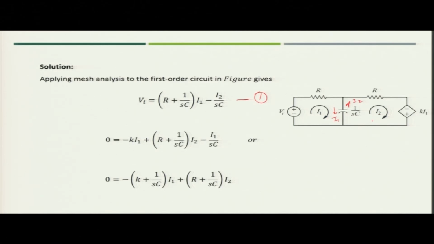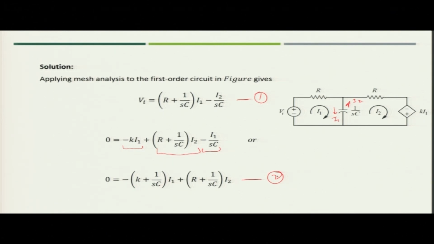Similarly, for loop 2, what you will write? Since I2 is flowing in the opposite direction, starting from minus to plus, you will get the dependent voltage source value as minus k I1, then plus R plus 1 by Sc multiplied by I2, because I2 is flowing in these two. So, then you get R plus 1 by Sc into I2 minus I1 by Sc, because I1 and I2 are opposite in this capacitor component. When you rearrange, you will get another equation in the form of I1 and I2.